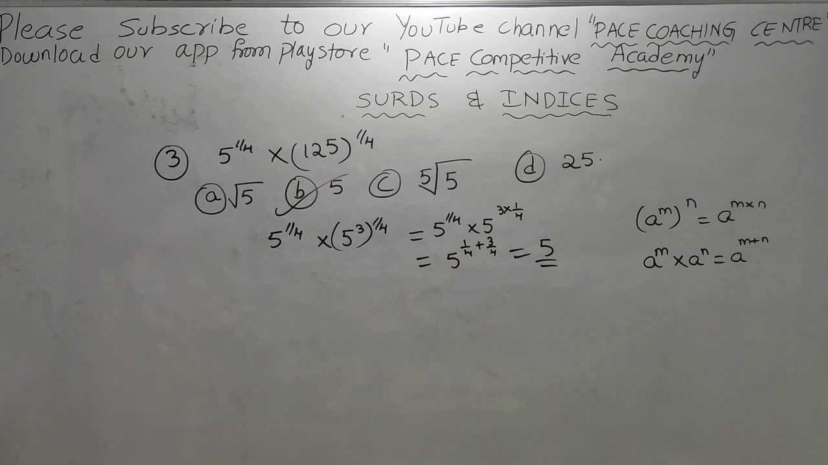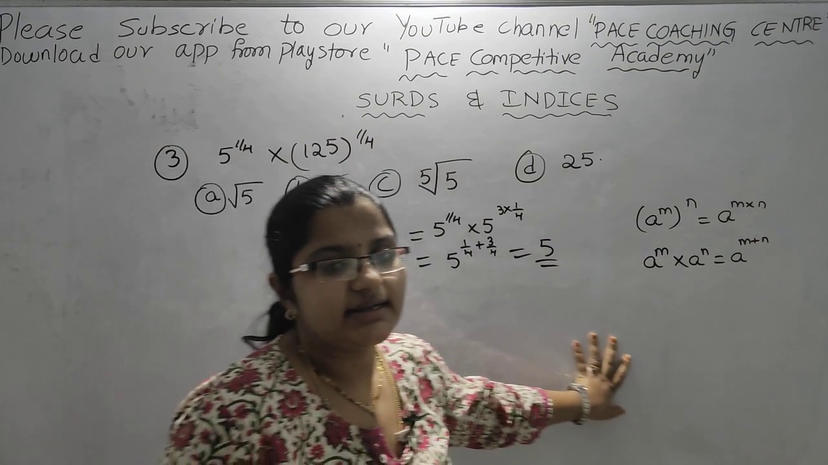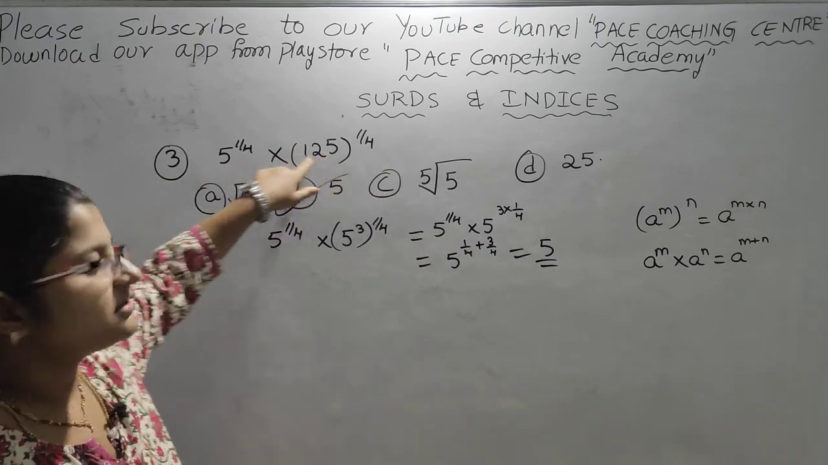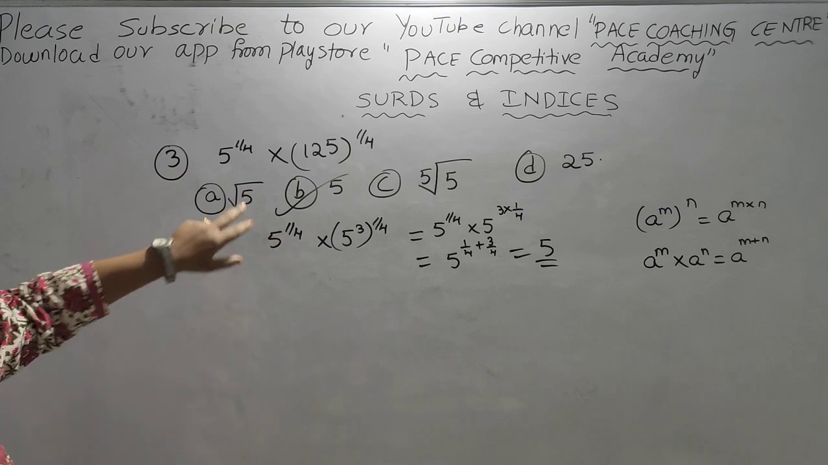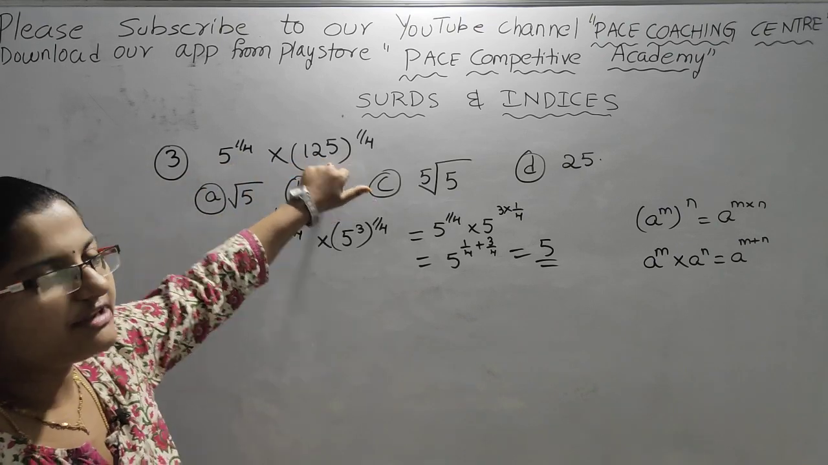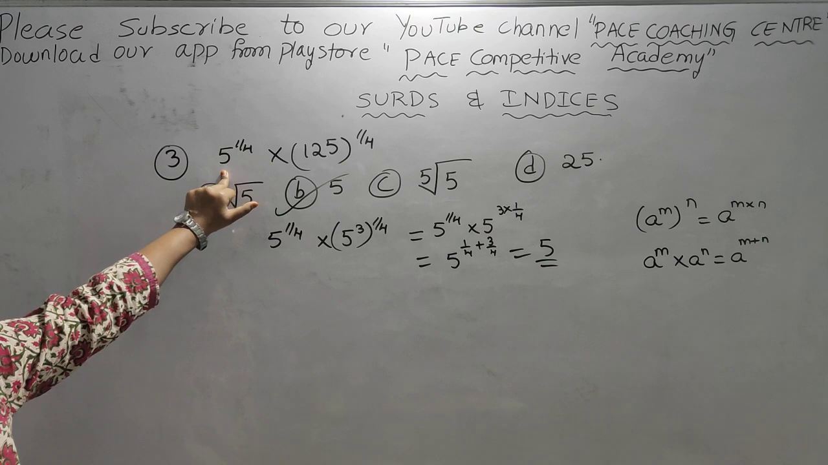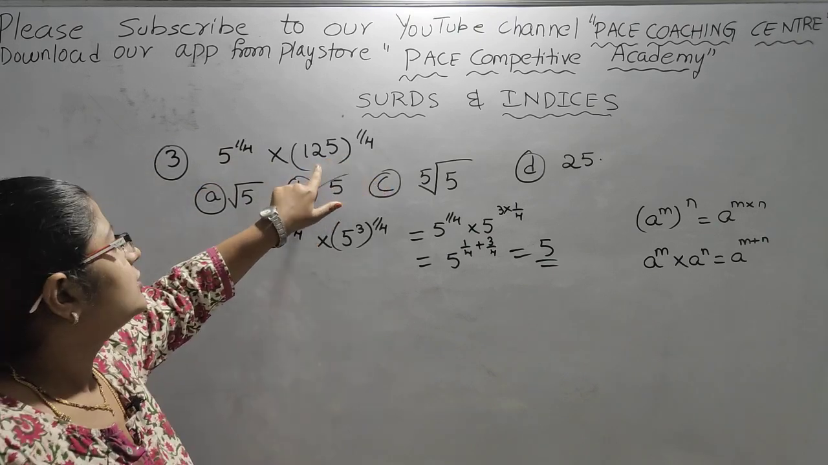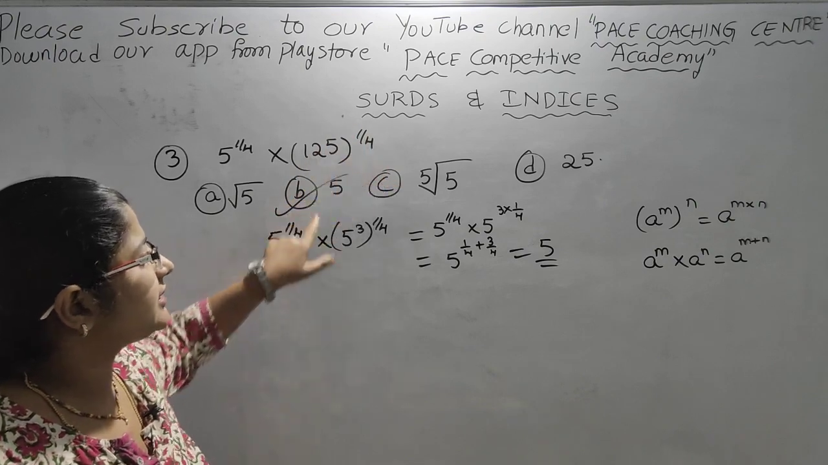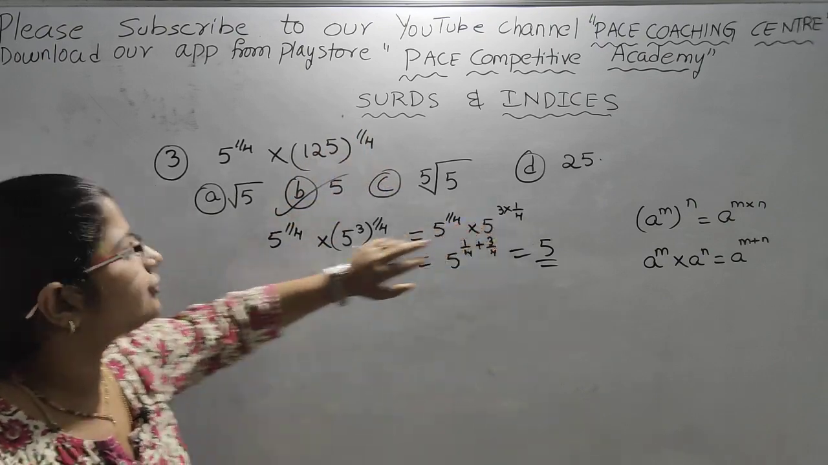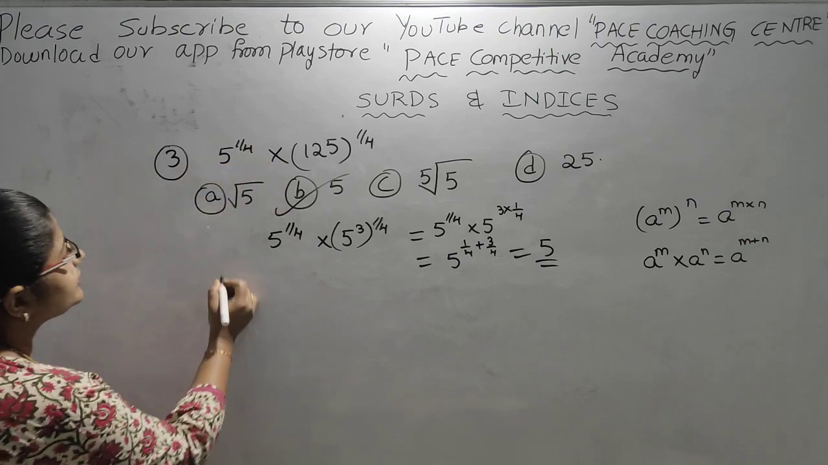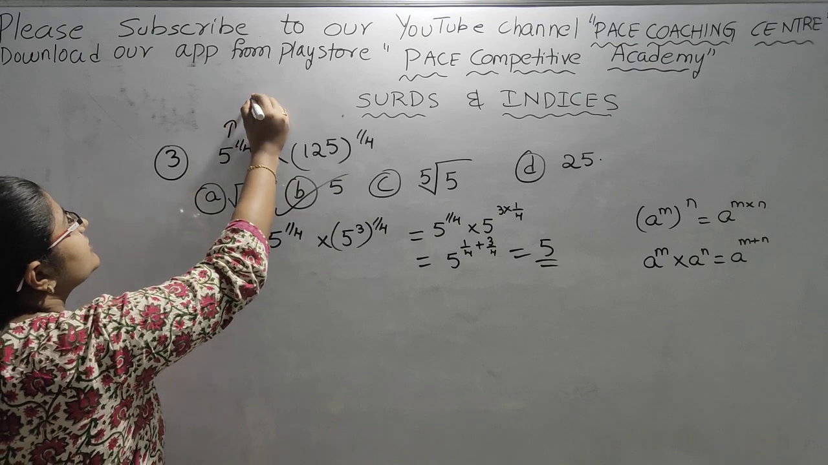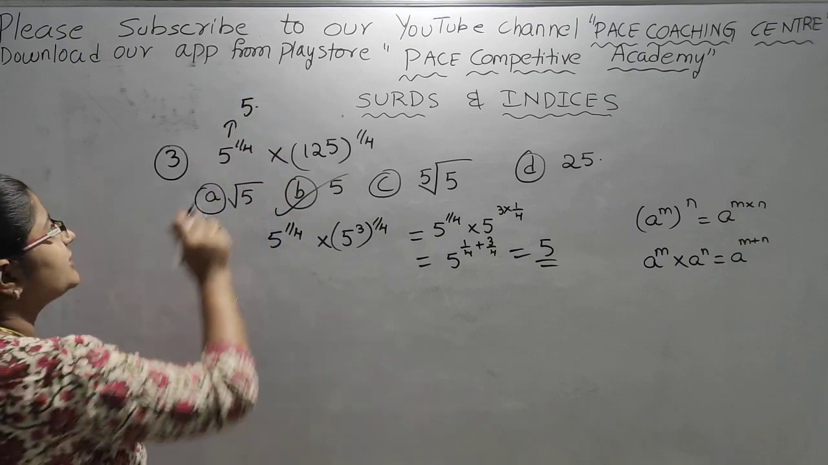Okay. So in the examination, you need not write each and every step, guys. Remember, so here by seeing the question, what we can come to the conclusion. We need to convert 125 into the least base. Here the least base is 5. So 5 cube is nothing but 125. So 5 cube whole power 1 by 4 is nothing but 5 power 3 by 4. Here the multiplication is there. So by seeing the question itself, we have to write the least base power.